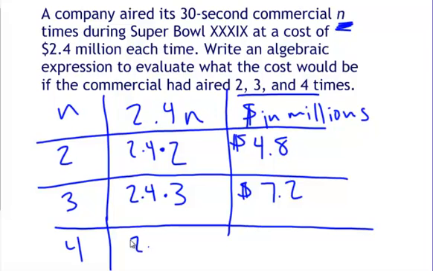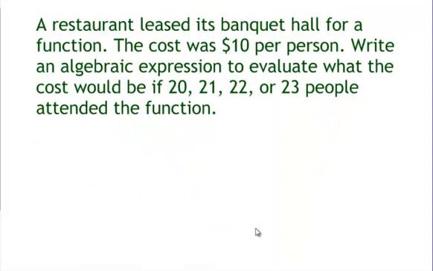Now let's do this. 2.4 times 4. Well, 2.5 times 4 is 10. Take back 0.1 times 4, which is 0.4, so it's going to be $9.6 million. All right. So that's exactly what you do. We took a word problem, made an expression out of it, and figured it out. Now, I want you to try this one on your own.